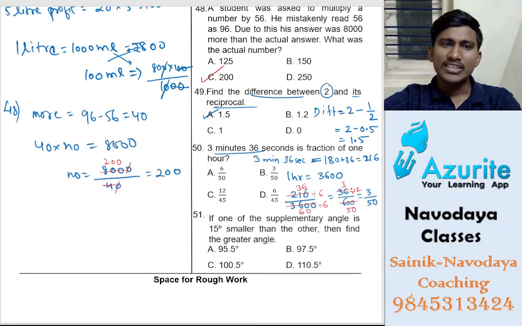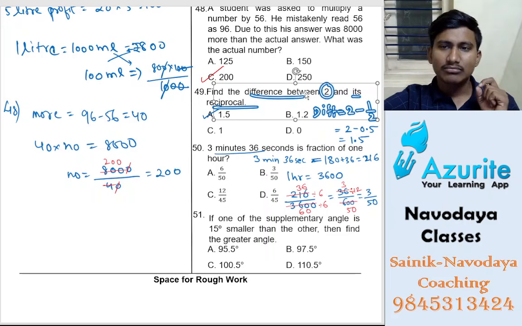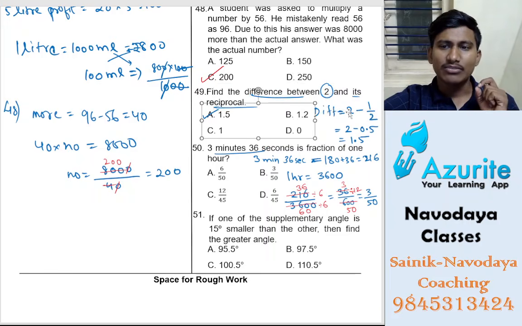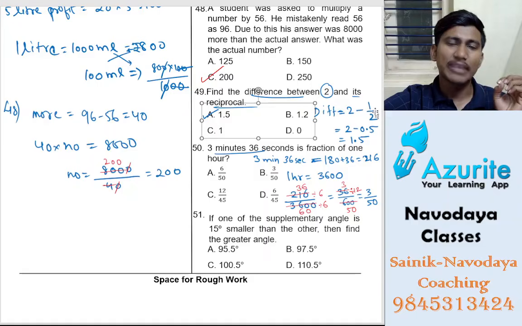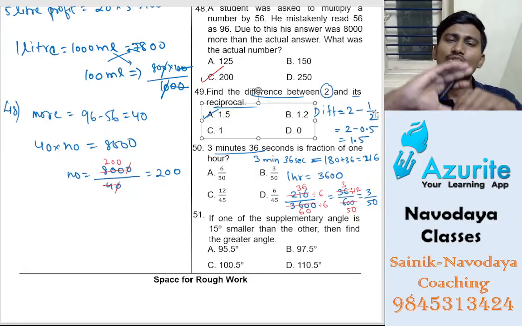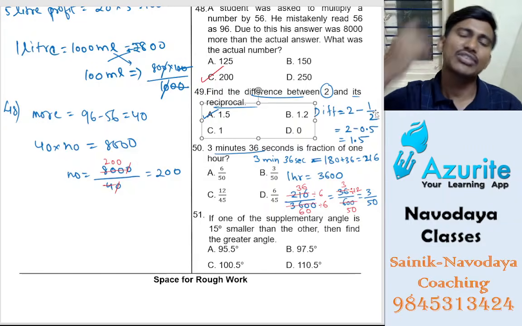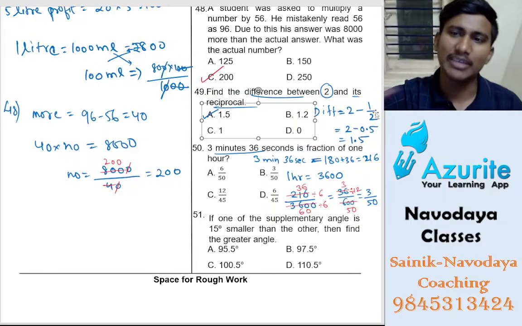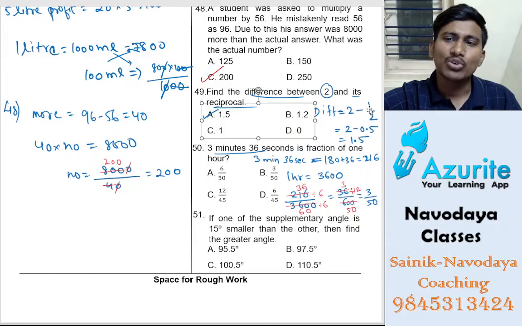So see students, 49th question. The 49th question is also easy. Find the difference between 2 and its reciprocal. Difference means we have to minus. So 2 minus its reciprocal. Reciprocal will be 1 by 2, and we know we have to write it in division form. That is 1 divided by 2. So reciprocal will be 1 by 2.